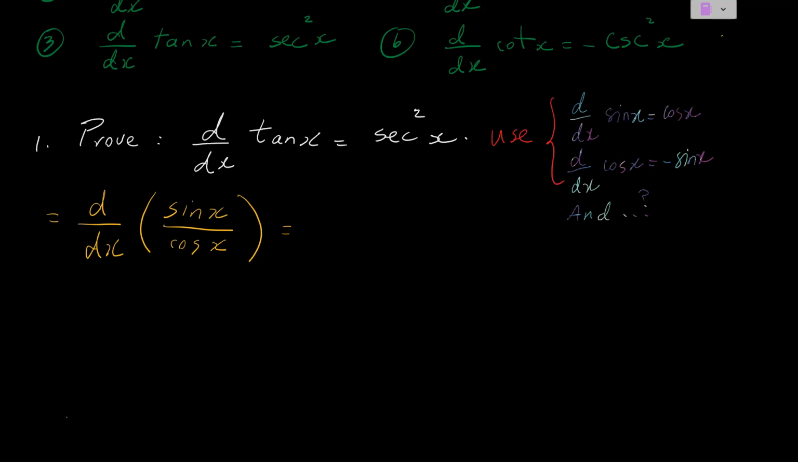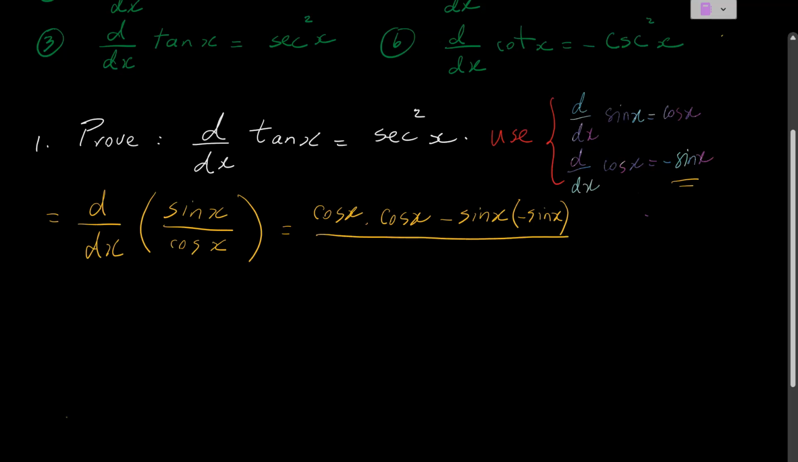All right, so the quotient rule says you take the derivative of the numerator, which is sine x. The derivative of that is cos x, times cos x, that means the denominator. And then minus, you leave the numerator alone, which is sine of x, but this time you multiply it by the derivative of the denominator, and the derivative of cos x is negative sine of x. Okay, and all of that over cos x squared.